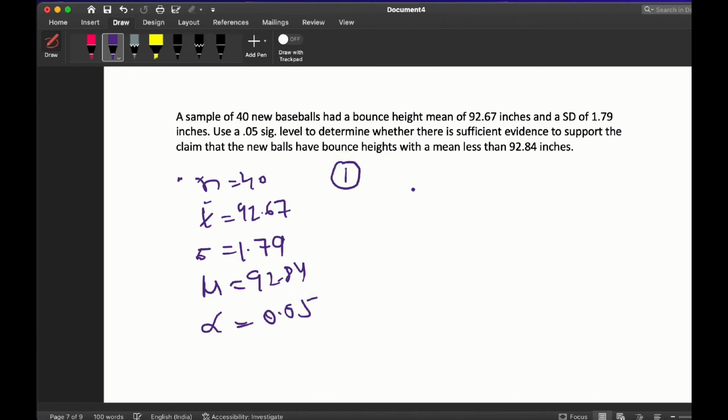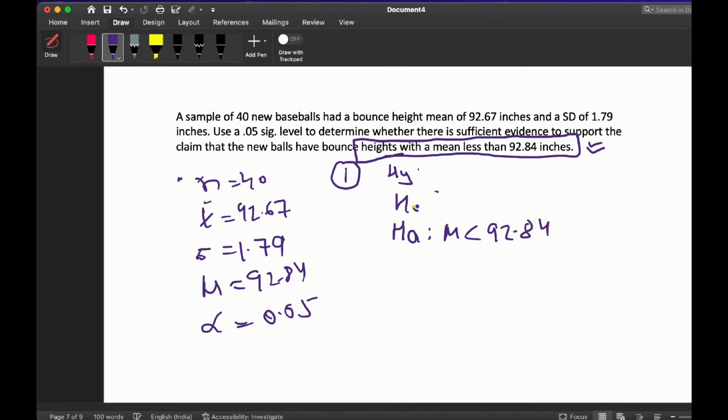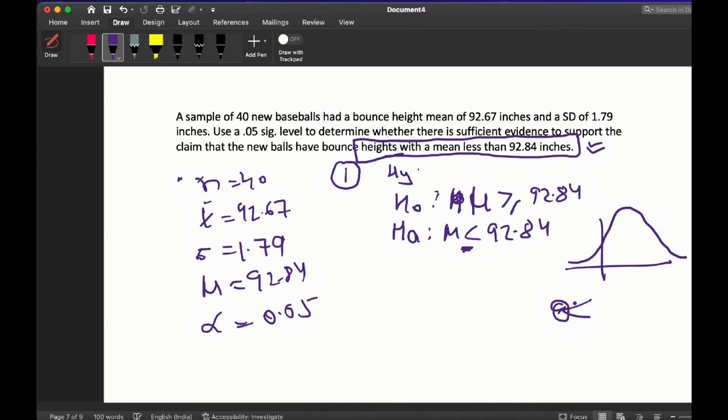Okay, so first is formulating the hypothesis. You see from the previous question only this line has been changed, so this is sufficient to formulate the hypothesis. This is height with mean less than 92.84. So what we believe is HA: mu less than 92.84, and the null will be the opposite of this, so mu is greater than or equal to 92.84. Since the sign here is less than, we have to do a left tail test, because the sign is pointing this side.